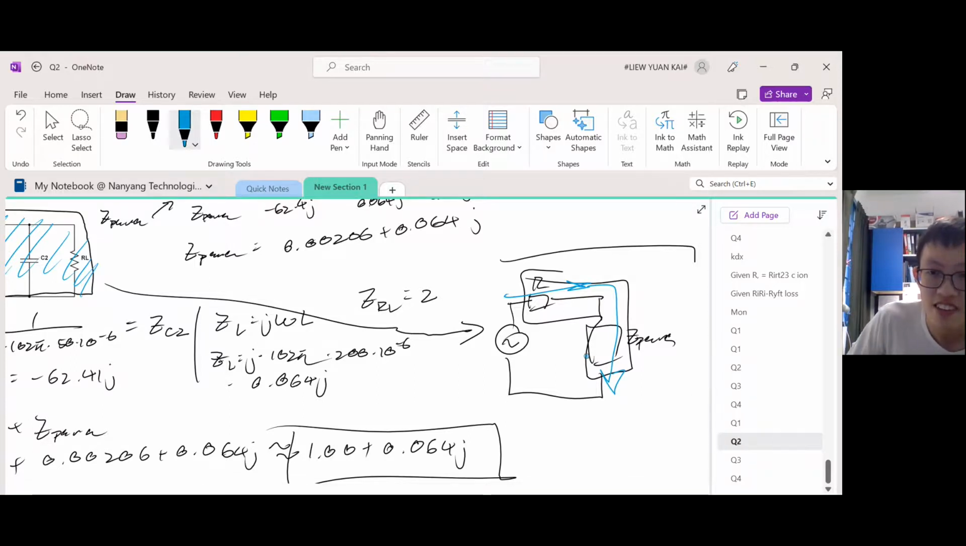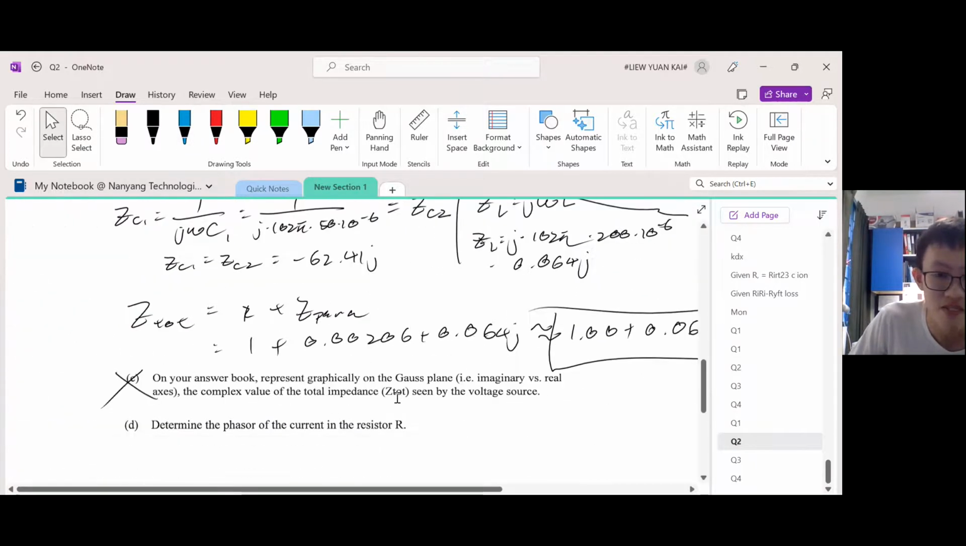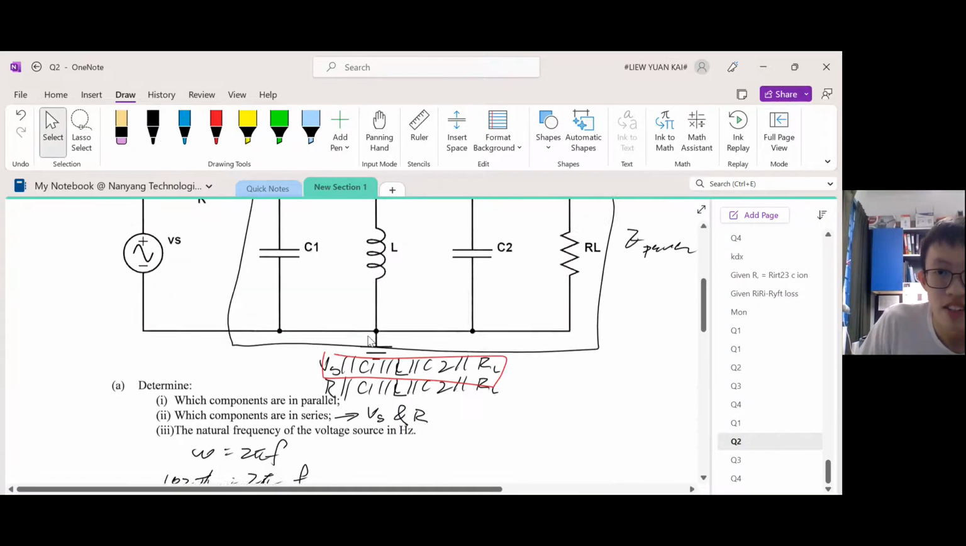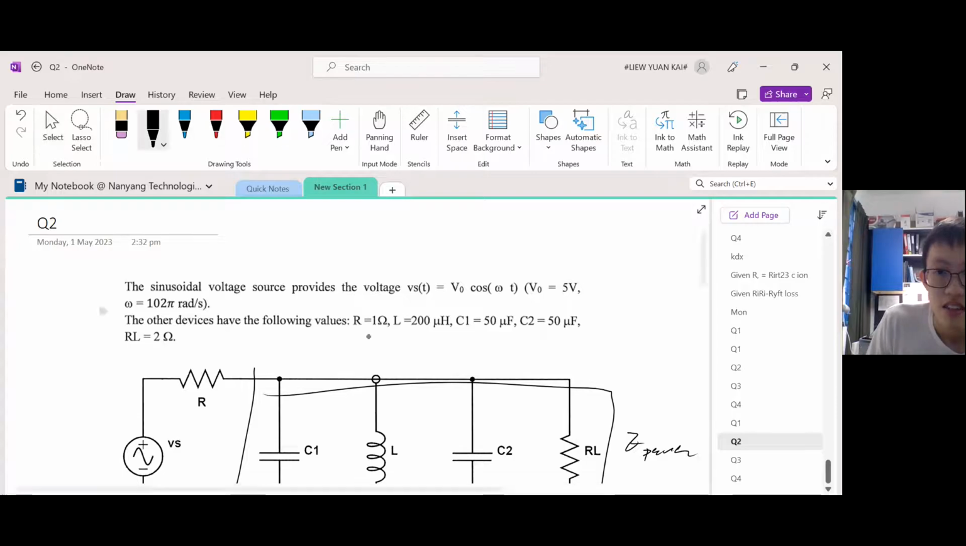So what we need to do is find the total current through the system. We use V of the source is equal to the I that we're interested in, so I of R, multiplied by Z total. So I of R is given by Vs over Z total, and now we can sub in the values. See, they told us this is 5 volts.